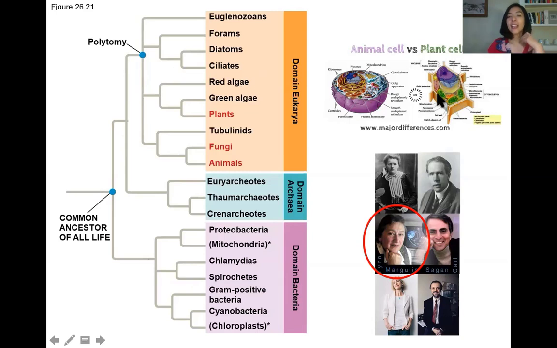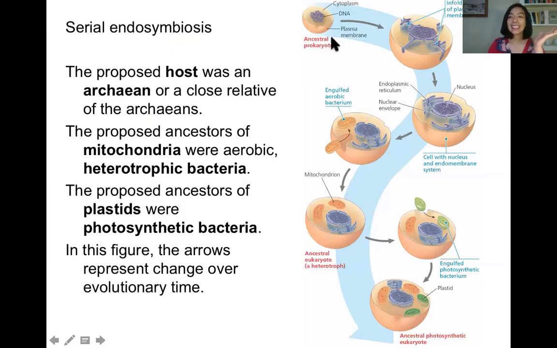And there is this theory proposed and elegantly articulated by Lynn Margulis. And what she said is that the chloroplast and the mitochondria are actually results of endosymbiosis. This is the serial endosymbiosis hypothesis, and now accepted as a theory because of all of the evidence that we have for this.